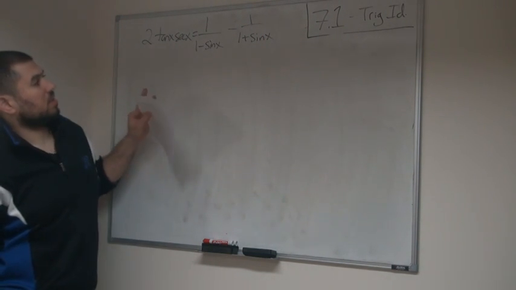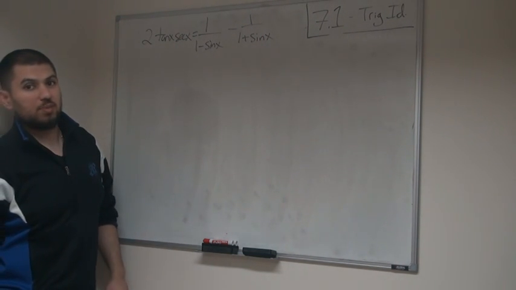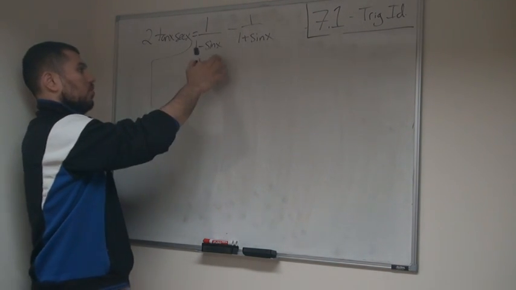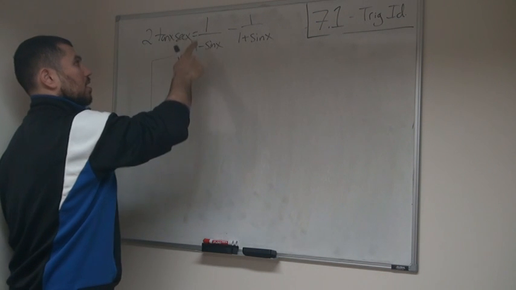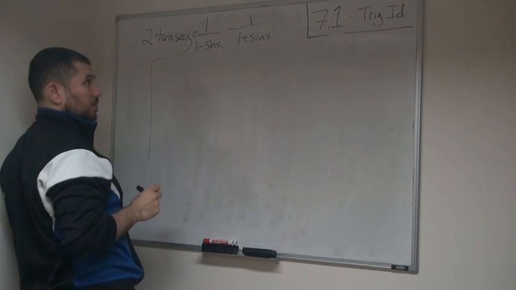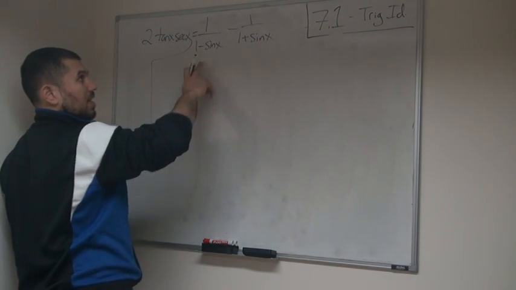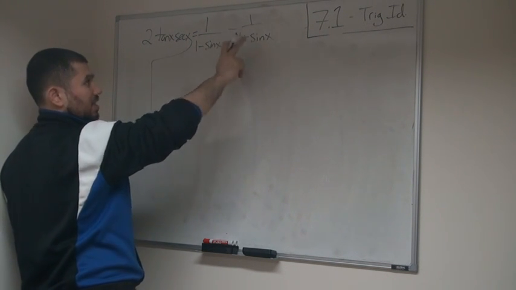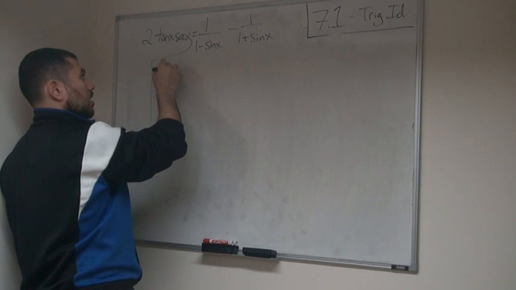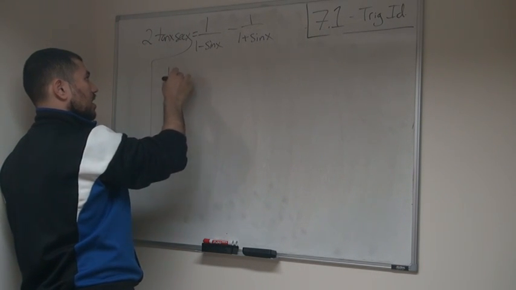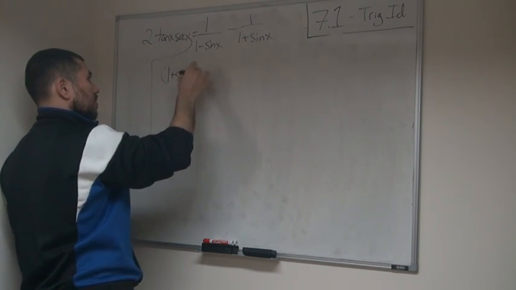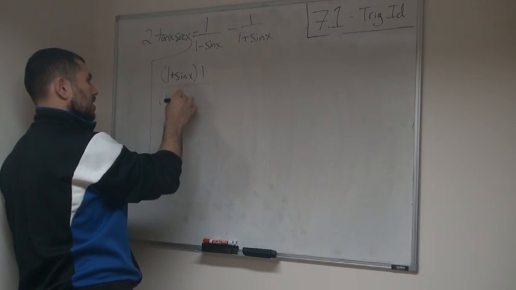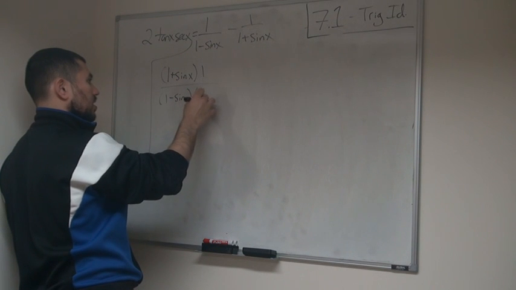Now if I had to look at this and say which of these two sides is more intimidating, I would probably choose the side with the fraction and try to work out the right hand side. 1 over 1 minus sine x minus 1 over 1 plus sine x. I need an LCD. The LCD is going to be 1 minus sine x times 1 plus sine x. So I know that I'm going to have 1 plus sine x times 1 in the numerator and 1 minus sine x, 1 plus sine x here.